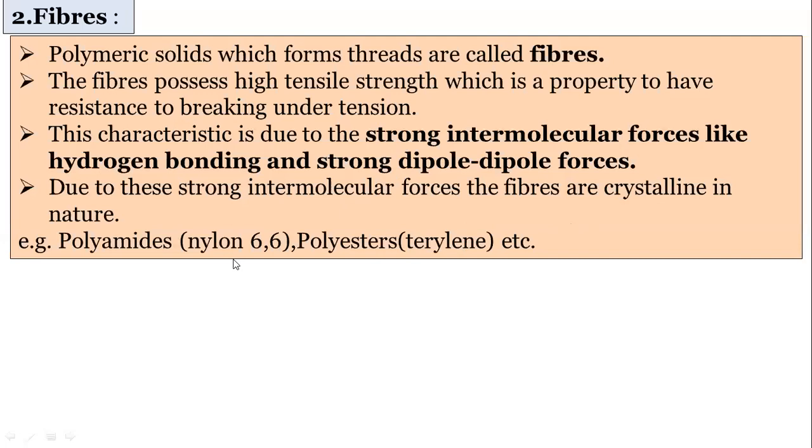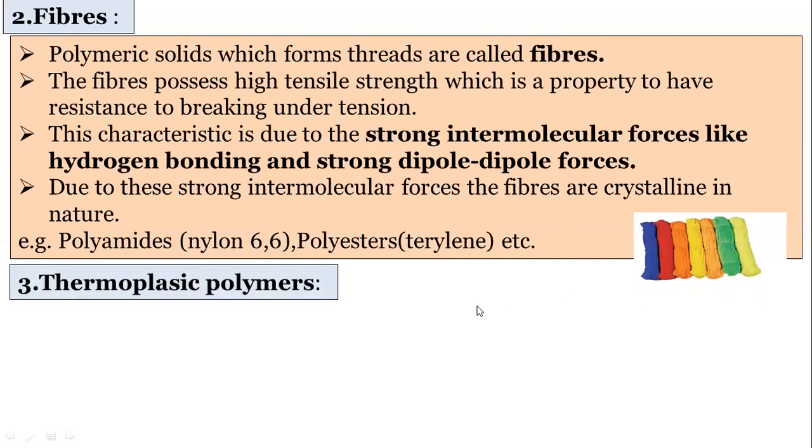Due to these strong intermolecular forces, the fibers are crystalline in nature. For example, polyamides. All the polyamides contain amide linkage, CONH linkage. All the polyamides, nylon 6,6, then polyester, acrylic. These are the examples of fibers. See, in the example shown, all these are nylon ropes, fibers.